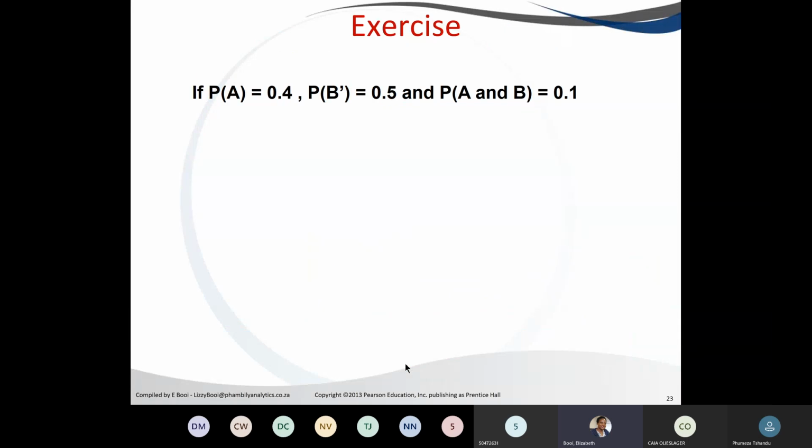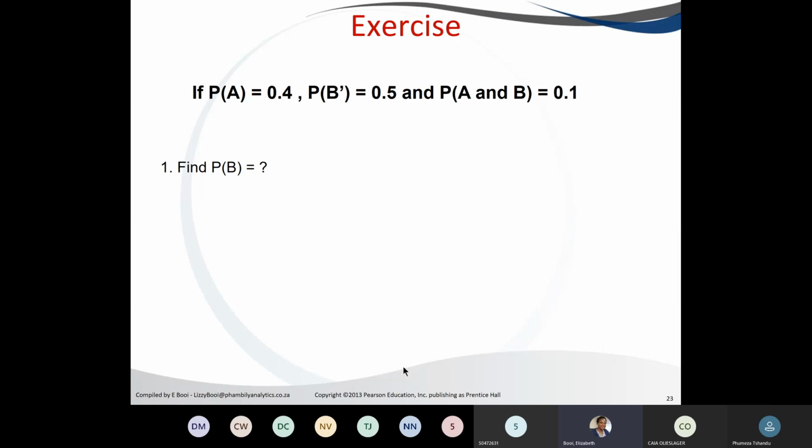Now you have an exercise. With this exercise, I'm going to take you through step by step. I'll give you the question. If the probability of A is equal to 0.4, the probability of B complement is 0.5 and the probability of A and B is equal to 0.1. So they give you all this information. And the question they're asking you is, let's say this is option number 1, it says the probability of B is 0.005. So you are looking for the incorrect answer in the exam in that format.